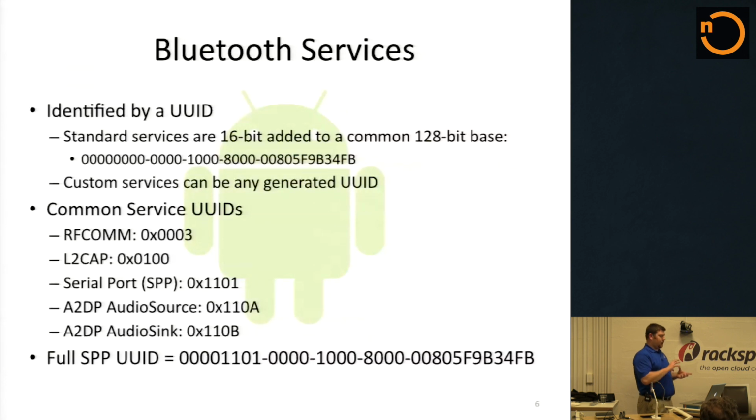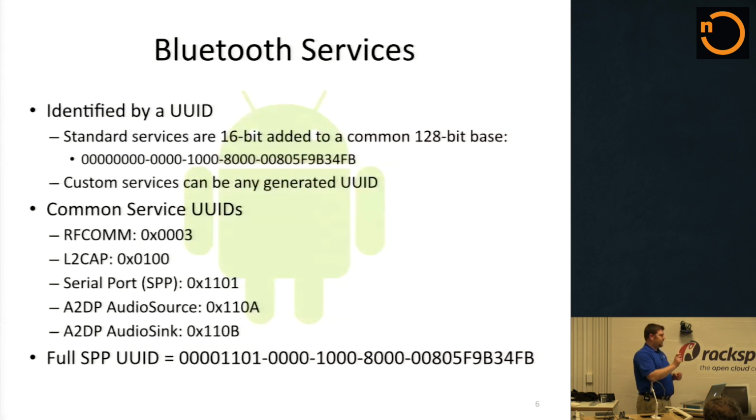Okay? So a UUID is always a 128-bit value. That's just by definition what it is. But in terms of the Bluetooth specification, there are a number of service UUIDs that are defined specifically by the Bluetooth SIG for specific reasons. So the serial port profile has an ID. I have them listed there. The RFCOMM protocol has an ID. And all of these are actually 16-bit values.